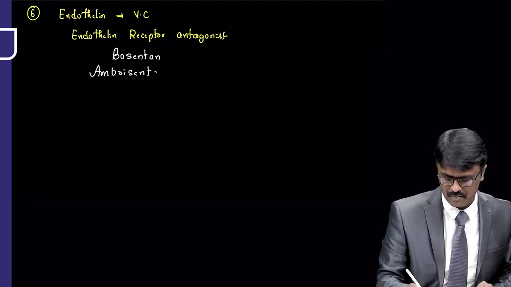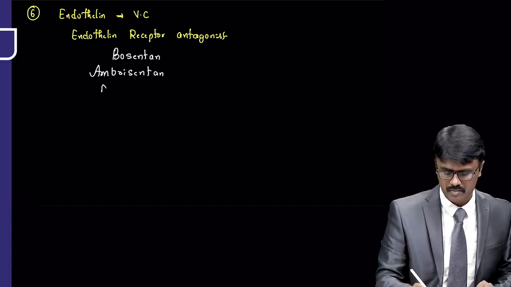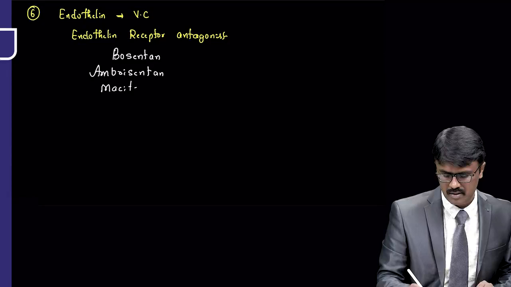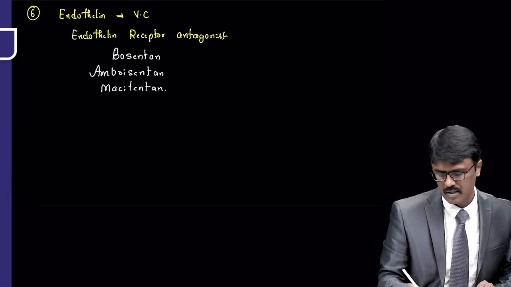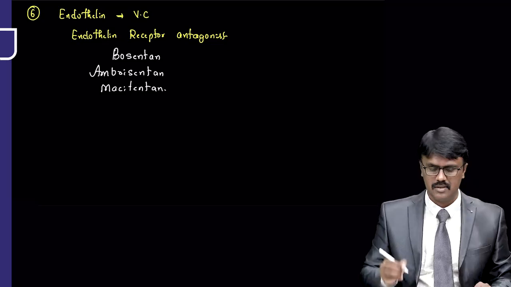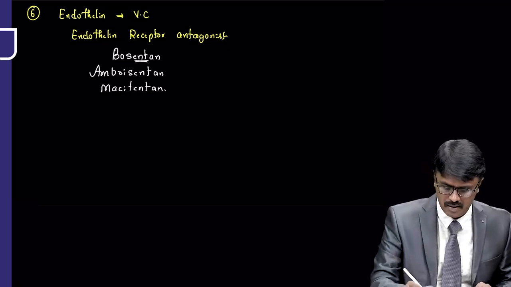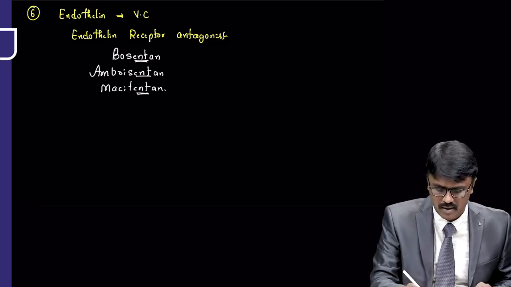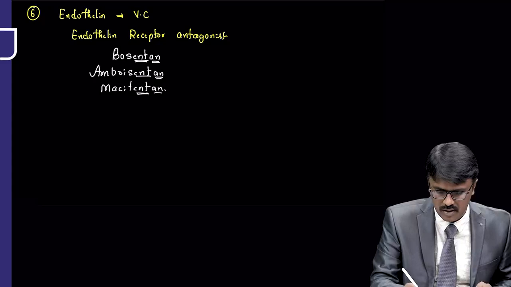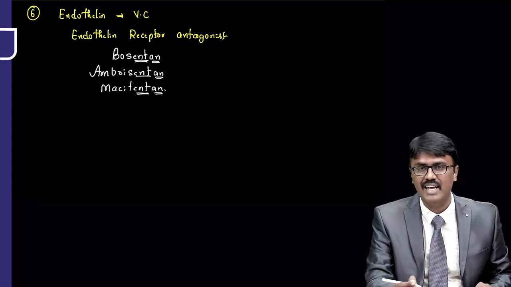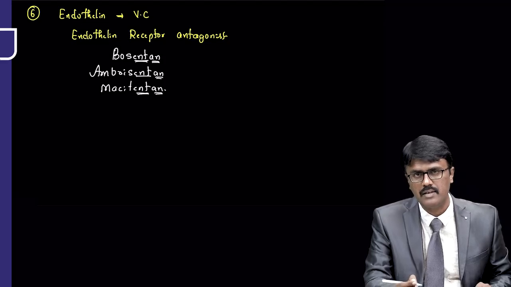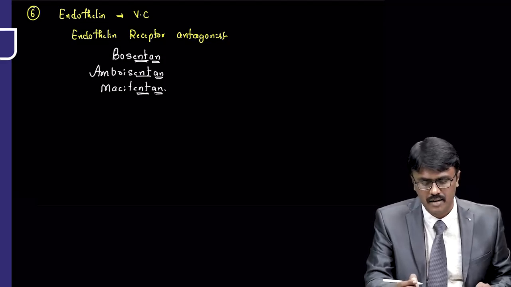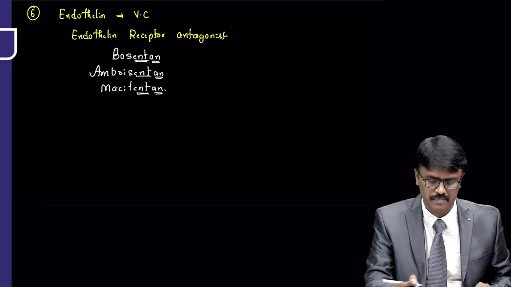then macitentan. Now, how do I remember this? Remember ENT. ENT means endothelin, A for antagonist. It's an endothelin antagonist, so remember it as entan. The drugs ending with entan are endothelin receptor antagonists.